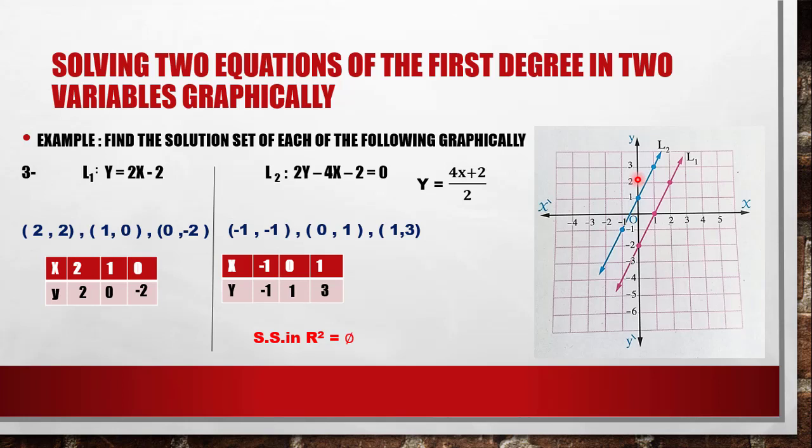If the two straight lines are coincident, in this case we have an infinite number of solutions. We write the solution set using the description method. If the two straight lines are parallel, in this case we don't have a solution set. The number of solutions is 0 and the solution set equals the empty set.